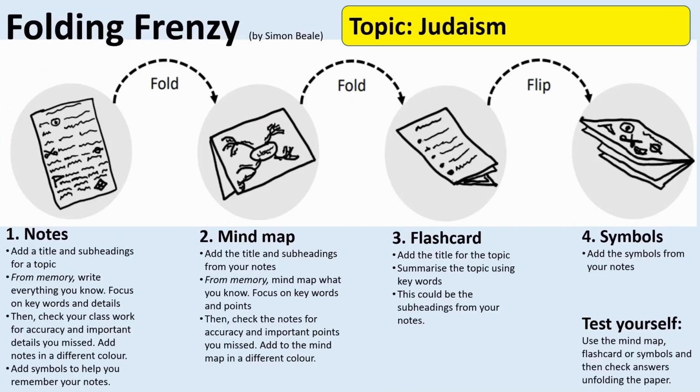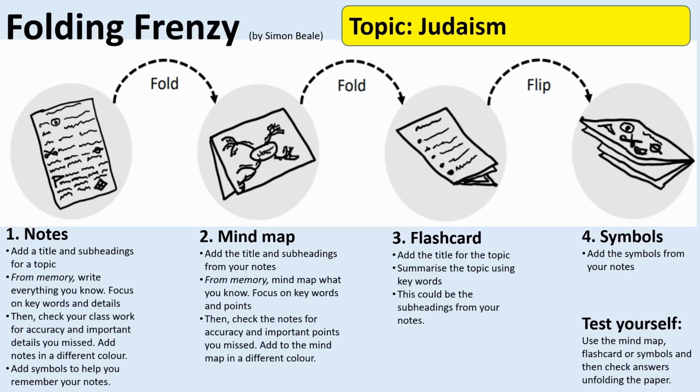I'm just going to talk through a way of revising called folding frenzy. This is something that we've recently come across last year, and it worked brilliantly in helping our Year 11s to prepare for their GCSEs last year. So on the screen here you can see an overview. All students need is a sheet of A4 paper and 2 to 3 coloured pens.